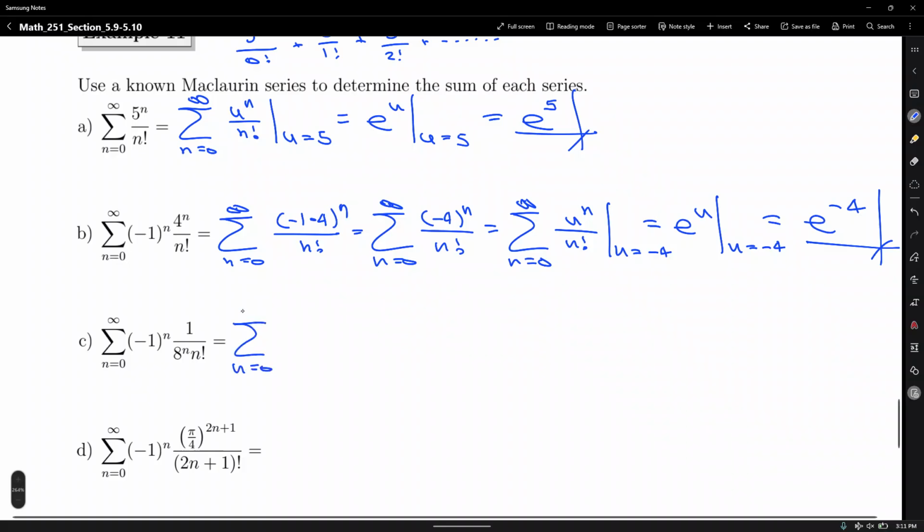Sigma n equals 0 to infinity. However, I'm going to group the negative 1 to the n with the 8 to the n. This is in the numerator, this is in the denominator. I'm going to do negative 1 over 8 to the n times 1 over n factorial. But to make it look more like the series for the exponential function, I'm going to do sigma n equals 0 to infinity of negative 1 eighth to the n over n factorial. And this is, again, u to the n over n factorial, right?